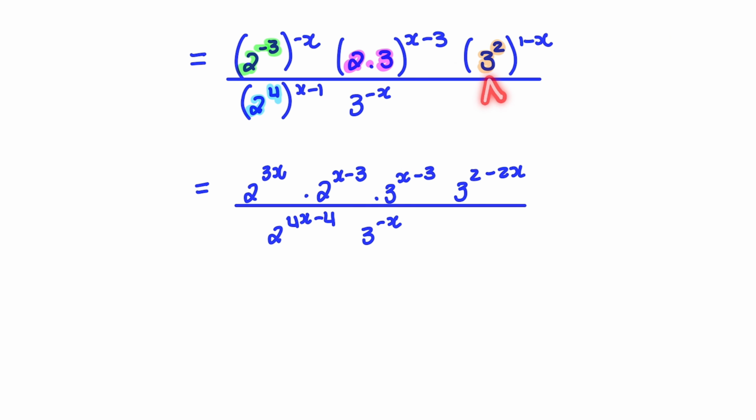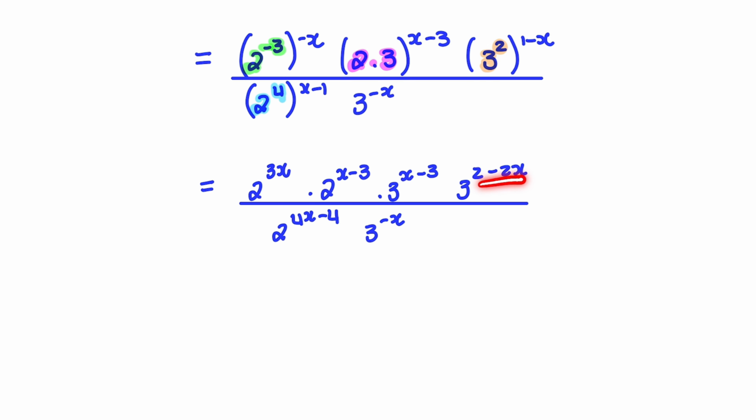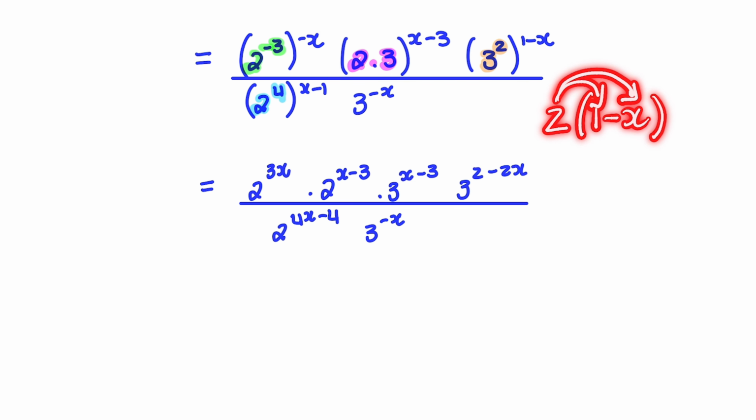In our third term, we have 3 to the power of 2 multiplied with 1 minus x. So 2 times 1 is 2. And 2 times negative x is negative 2x. So you need to be careful with this last term. Sometimes, or a lot of times, students only multiply 2 and 1 and only create the 2. But remember, if you have a normal bracket that you need to distribute, you'll have 2 times 1 and 2 times negative x, which creates 2 minus 2x.